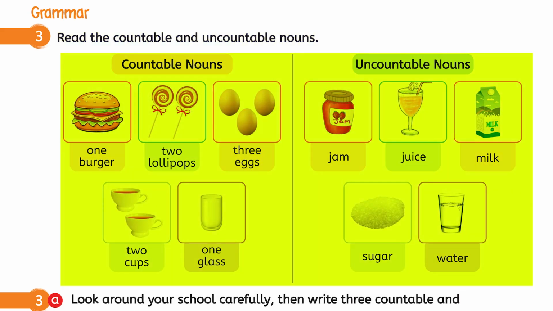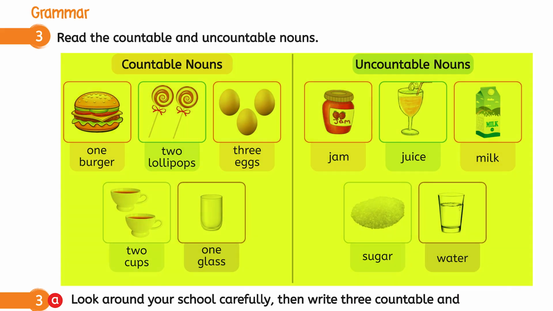My dear students, countable nouns are those which you can count, and uncountable nouns are those things which you cannot count, right? If we see in this picture, you can see there is 1 burger, 2 lollipops, 3 eggs, 2 cups, 1 glass. So you can count these things. That is why these are countable nouns.